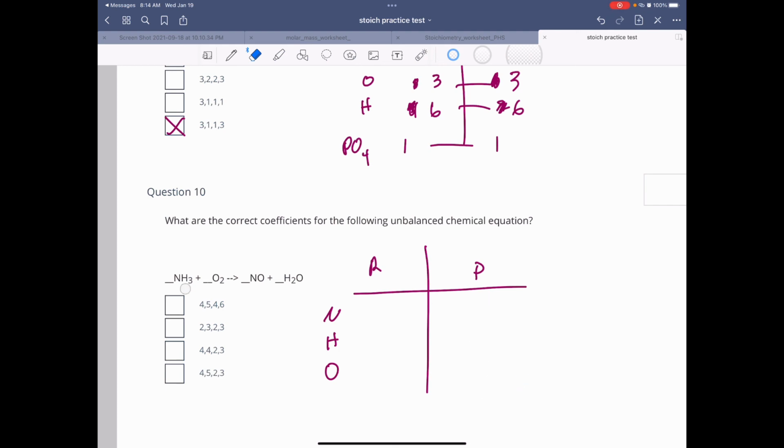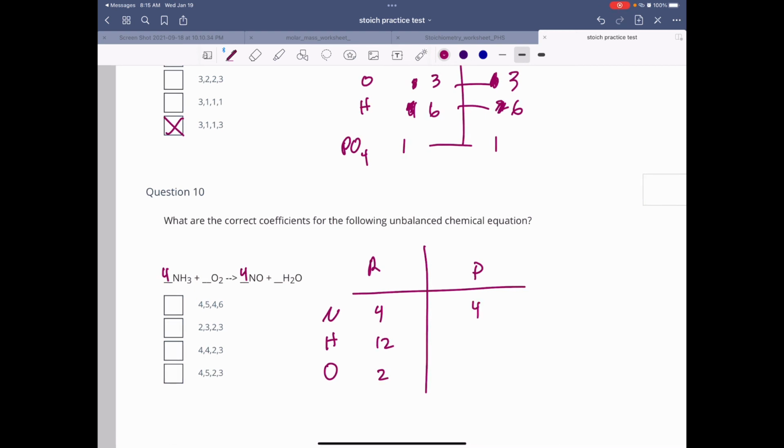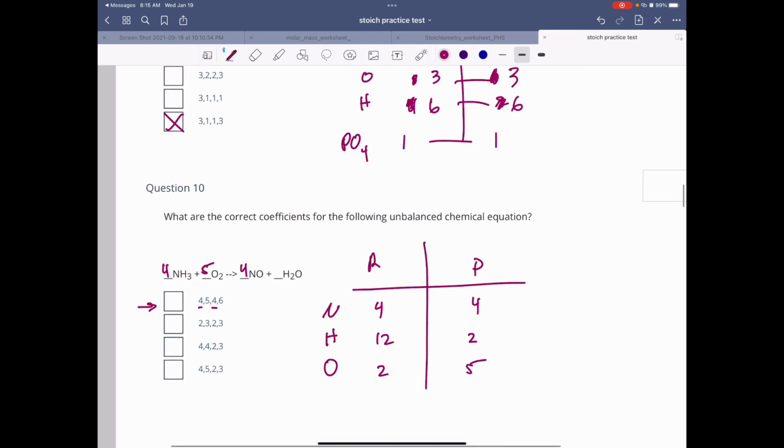I'm going to quickly try making these things 4. So let's do this. Nitrogens, instead of going 2 and 2, let's go 4 right here and 4 right here. So that makes this 4, that makes this 12, and that makes this 2. That makes this 4, that makes this still 2, and now we've got 5 right here. And looks like we got a 4 here, so this could be this one. So let's just double check. This looks like the only one that could be this first one right here, so let's check it and see if it works.